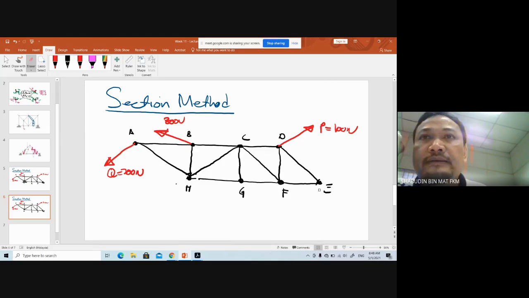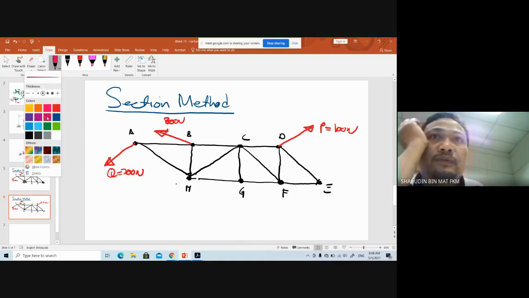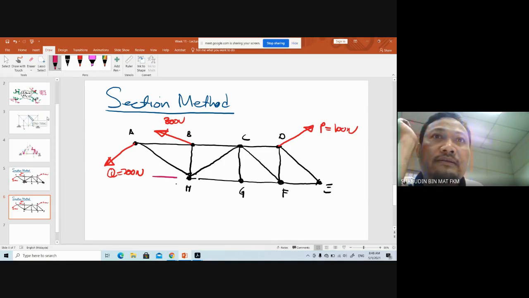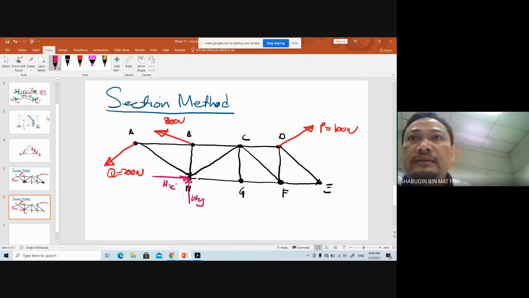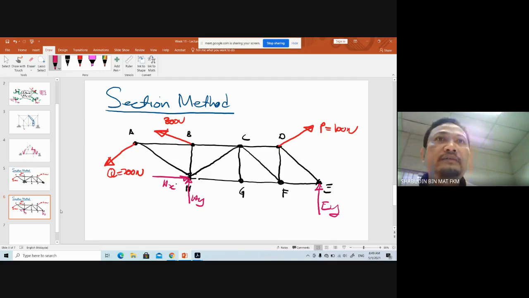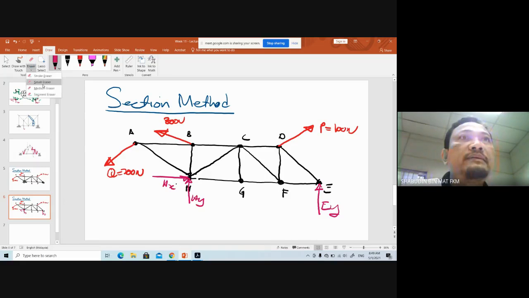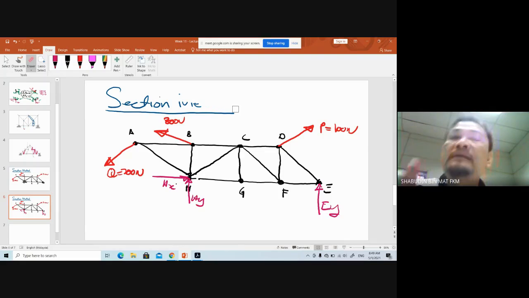Okay, this is point E. When I remove this one, then you have a force. So here is, we call it Hx. Any direction that you like, as what we did yesterday, this is Hy. And this is Ey. So what to do now? You draw the free body diagram. First, this is an erase, medium erase.